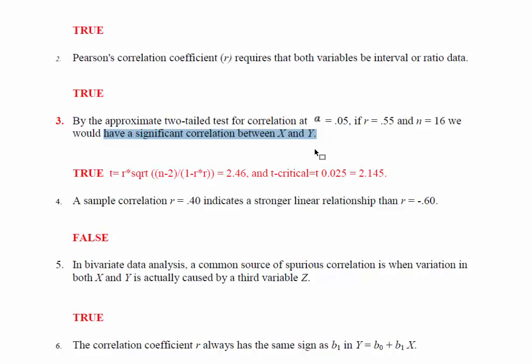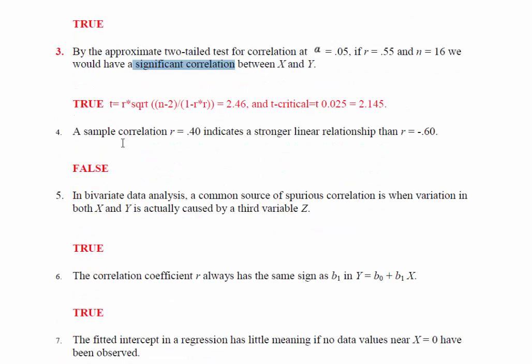Or alternatively, you can also use the quick method. If the absolute value of R is larger than 2 over the square root of n. N in this case is 16, so the square root is 4. 2 over 4 is 0.5. We know R is 0.55, which is larger than 0.5. Therefore, we can say it's a significant correlation. So you can do this two ways.